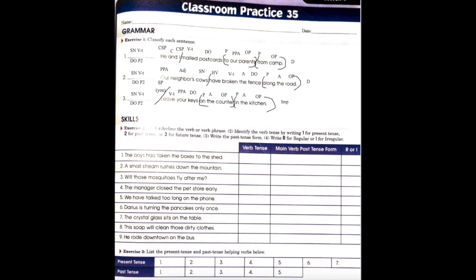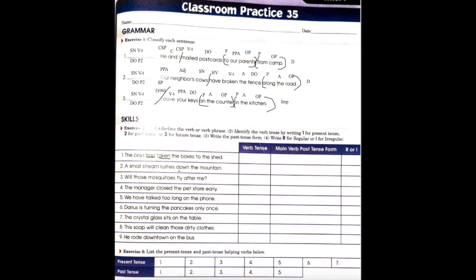Exercise 2, underline the verb or verb phrase. Then identify the verb tense by writing 1 for present tense, 2 for past tense, or 3 for future tense. Number 3, write the past tense form. 4, write R for regular or I for irregular. You did this yesterday with classroom practice 34. Number 1, the boys had taken the boxes to the shed. First thing we want to do is identify the verb or verb phrase. The verb phrase is had taken. We have a main verb, which is taken, and then we have a helping verb, had.